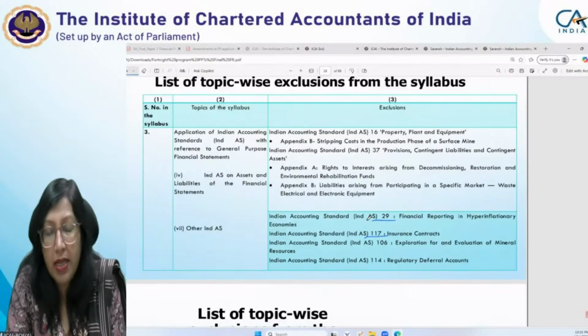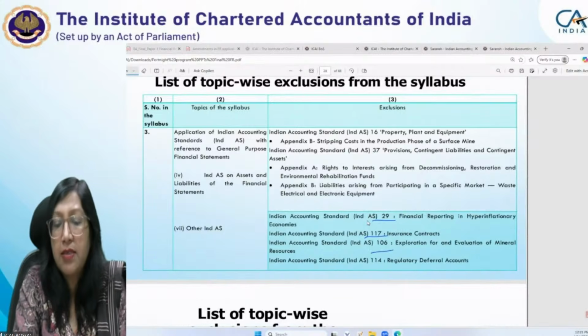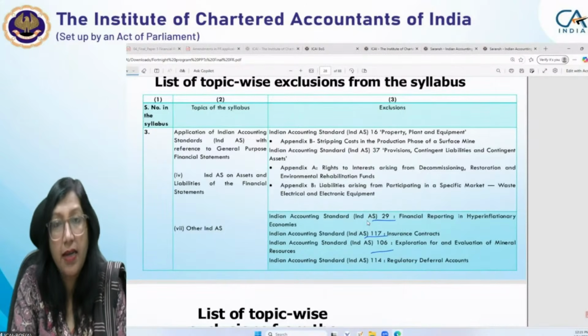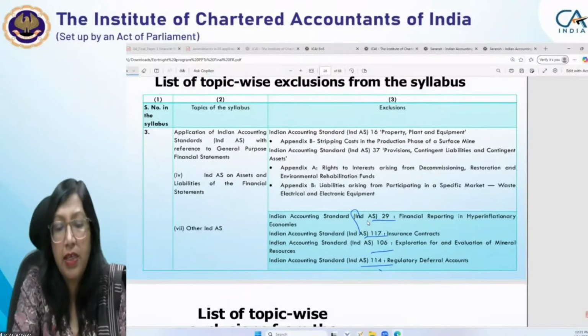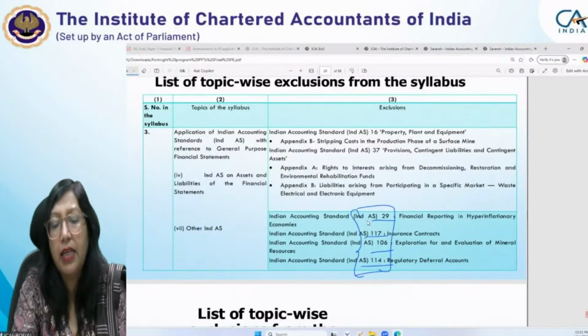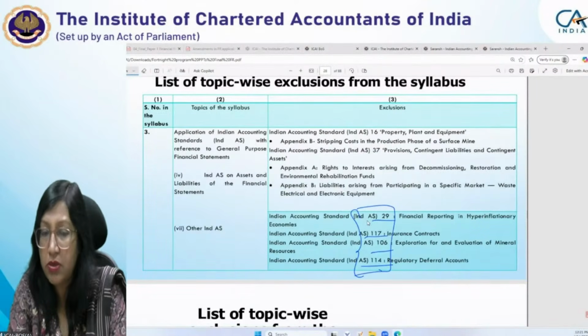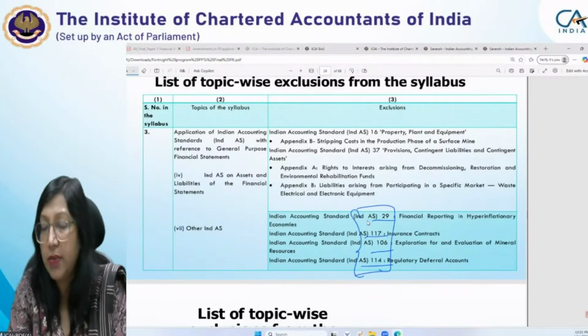We have not made it applicable. Ind AS 106 is also an industry specific standard, and we have excluded it, and 114 also. So these four standards are in entirety not applicable to you. You are not supposed to study them, hence they are not covered in your study material as well.